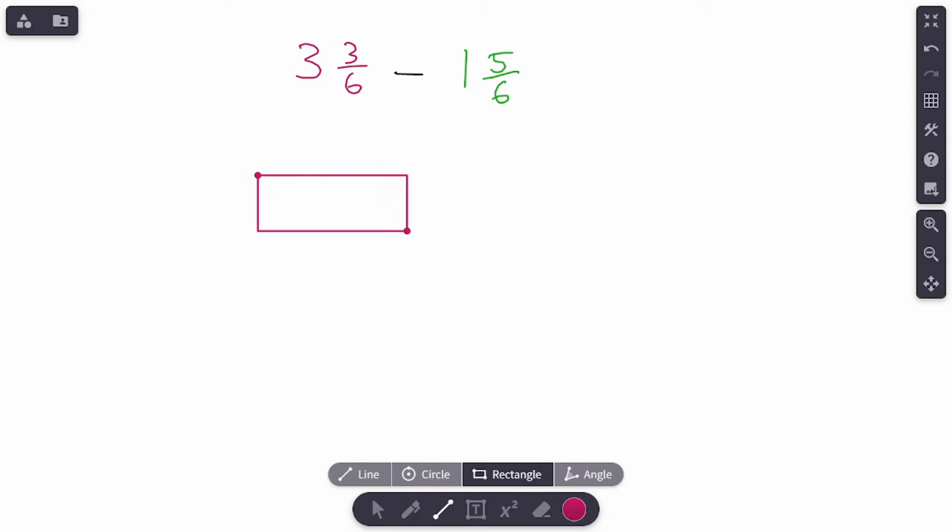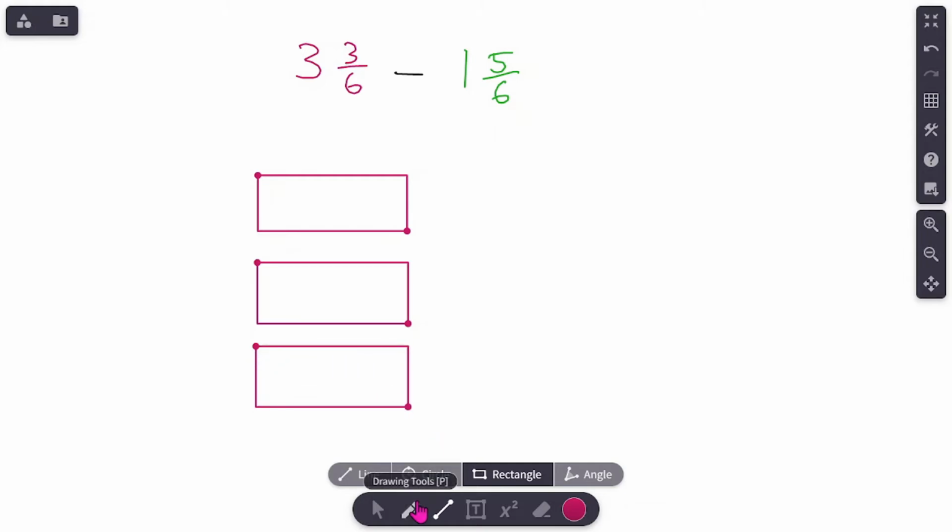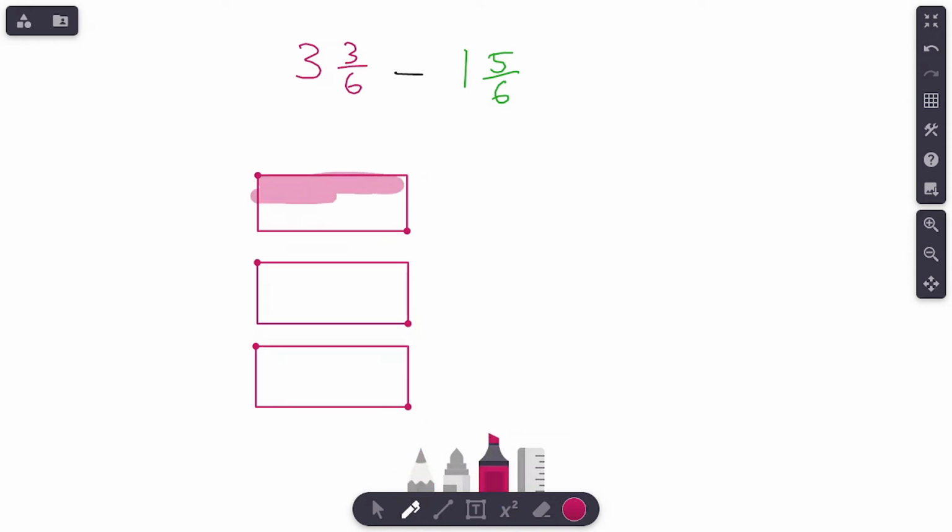Here is 1 whole. Here is 2 wholes. Here is 3 wholes. Let's shade those in because, again, our whole number is 3, so we need 3 whole models.